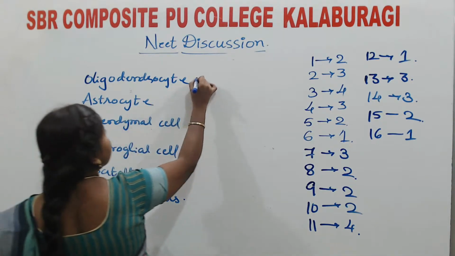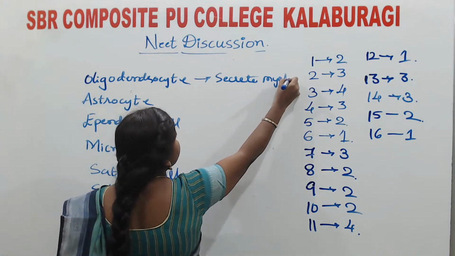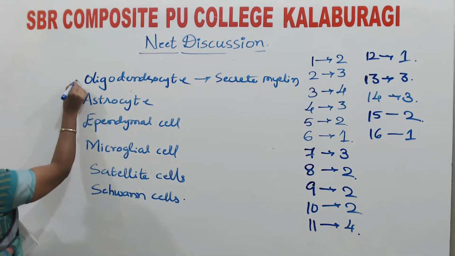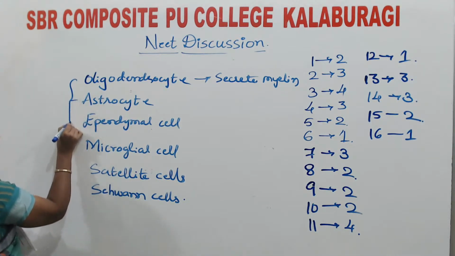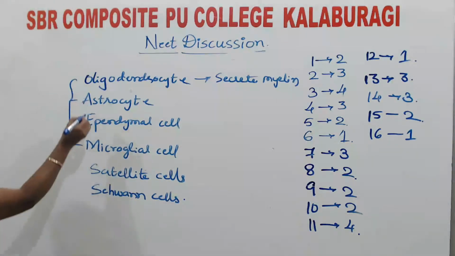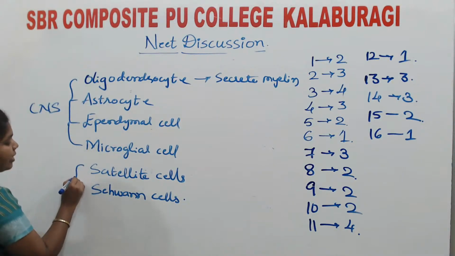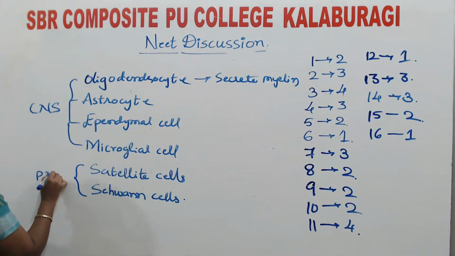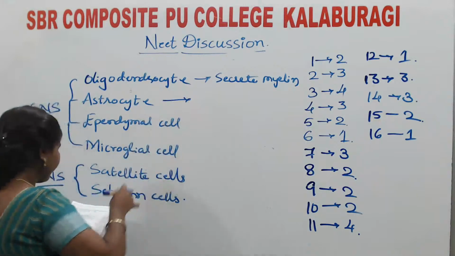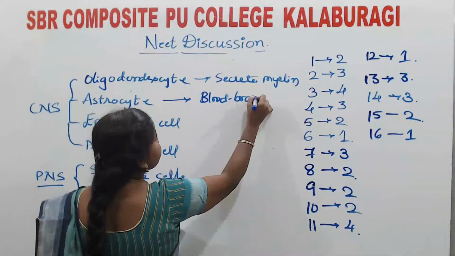See, usually oligodendrocytes' function is to secrete the myelin. And another thing is these cells: oligodendrocytes, astrocytes, ependymal cells, microglial cells. Okay, these are the four major types of neuroglial cells present in the central nervous system, and the satellite and Schwann cells are present in the peripheral nervous system. Okay, astrocytes are star-shaped cells. Usually they form the blood-brain barrier.